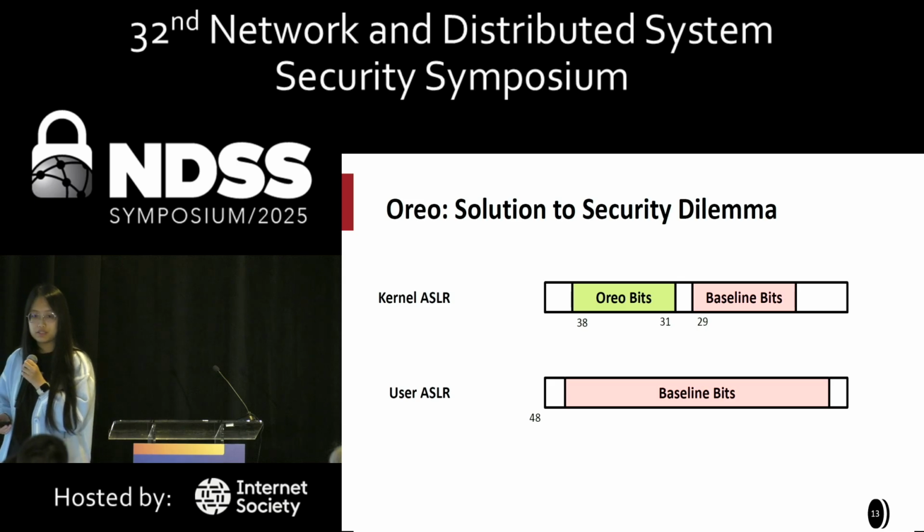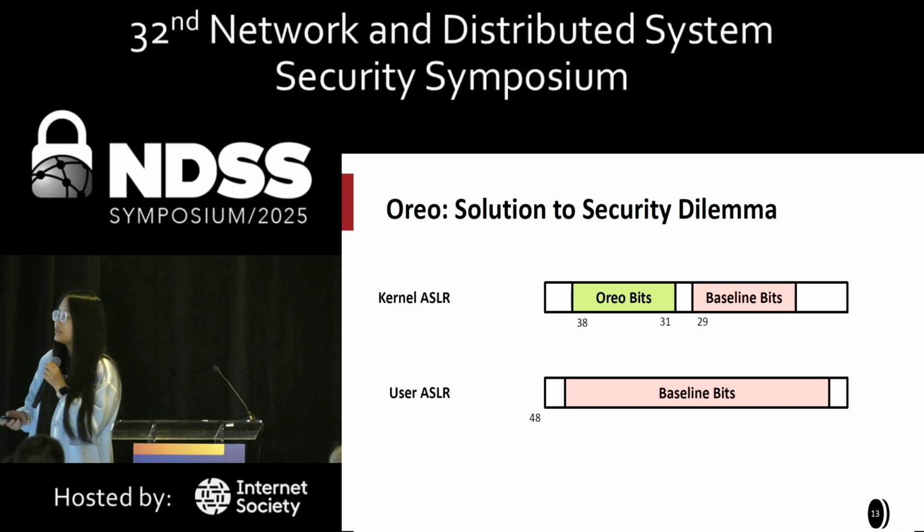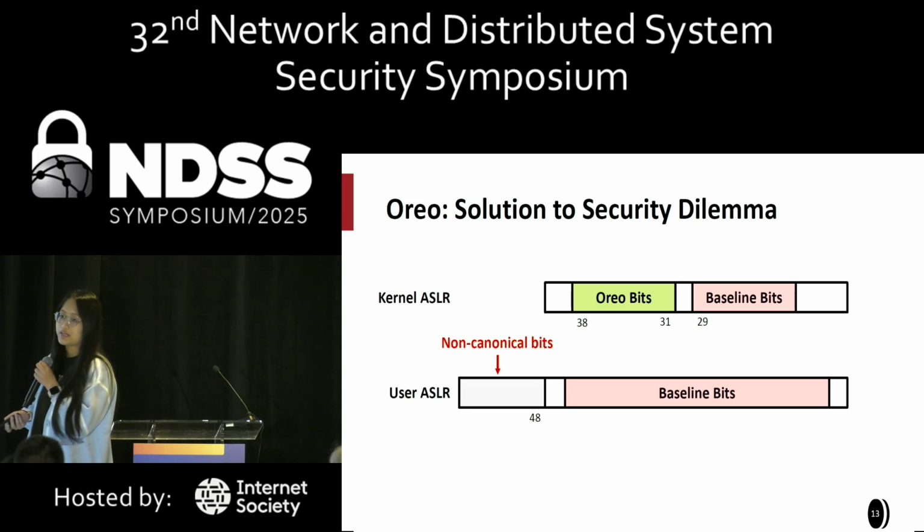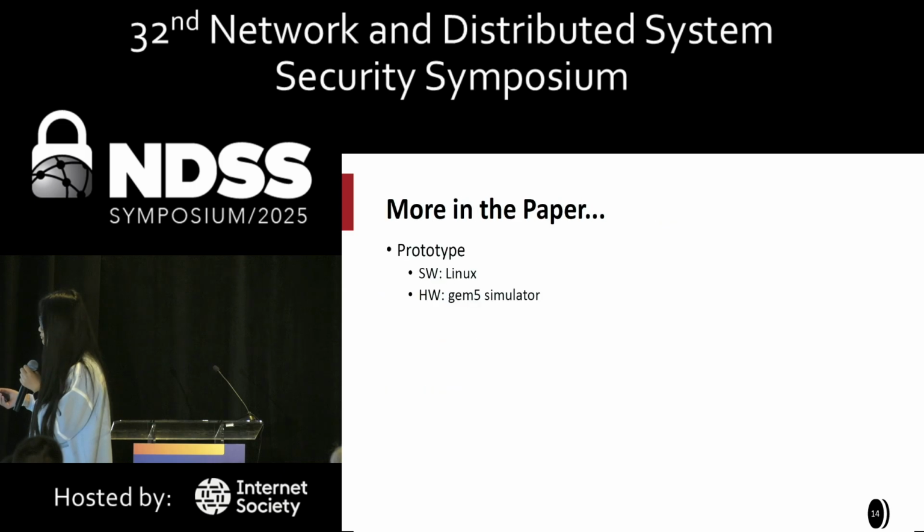So how can we deal with this case? We actually find that there are some existing non-canonical bits in the address that serve our goal pretty well. So here is our setup for Oreo on user space ASLR.